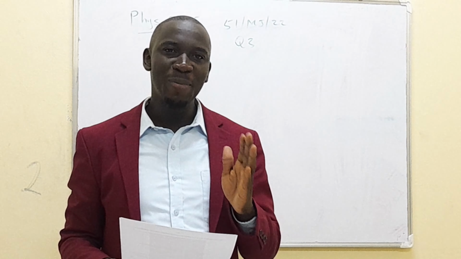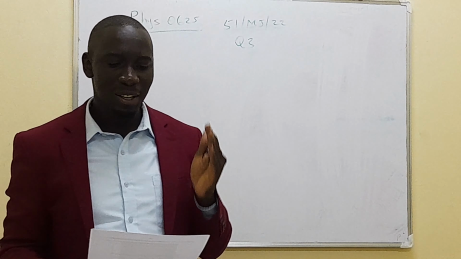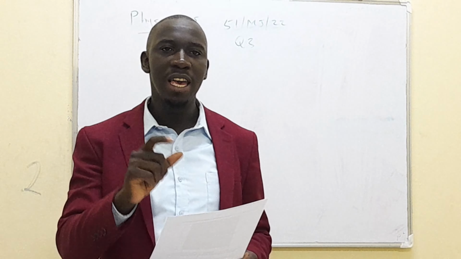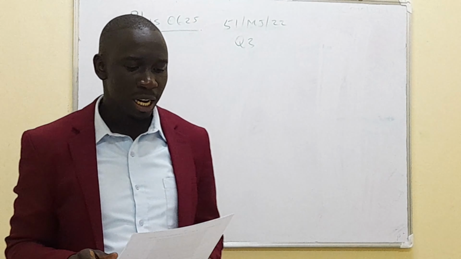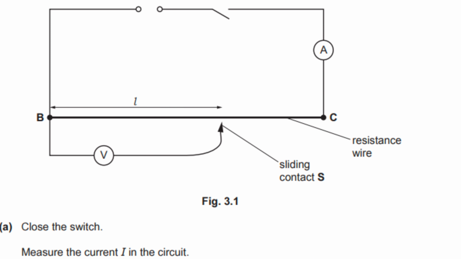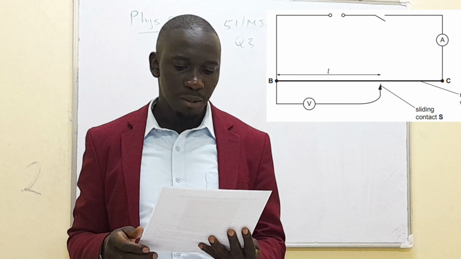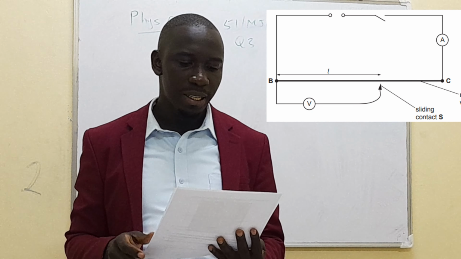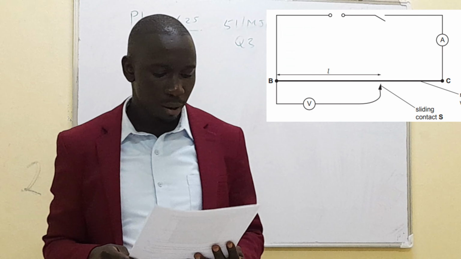So the moment you are seated for an exam, the first thing you do is read through the question to understand the aim of the experiment, what the question wants. In this experiment, you will investigate the resistance of a wire, carrying out the instructions referring to figure 3.1, as you can see on the screen. In this diagram there's a resistance wire, there's point B and point C, which are the ends. Then there's a voltmeter, an ammeter, a switch, and a power supply.